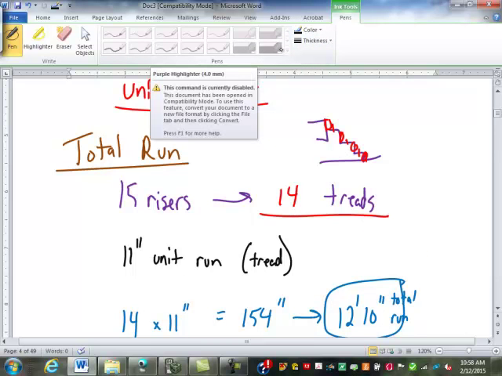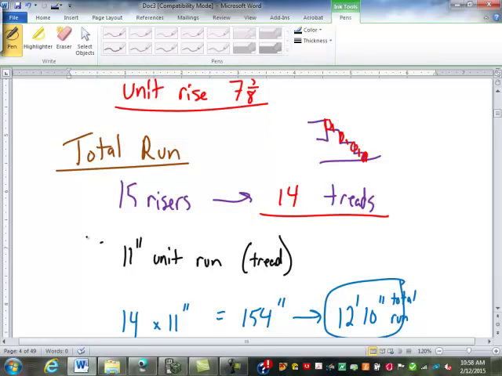Easy enough so far? What's that? It is a lot of steps. You are correct.